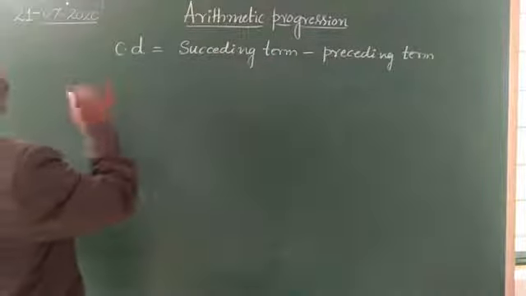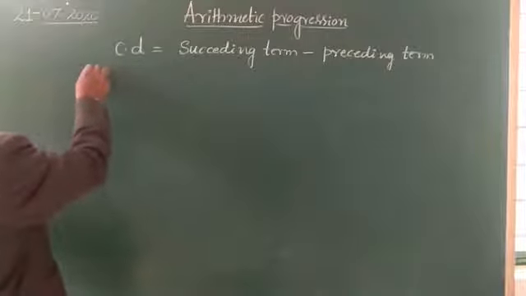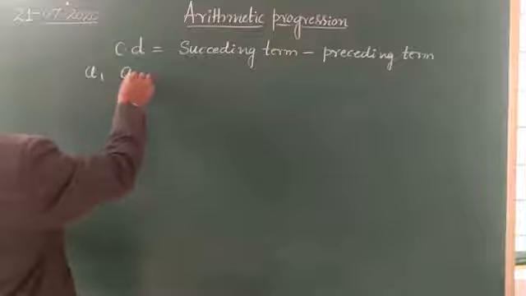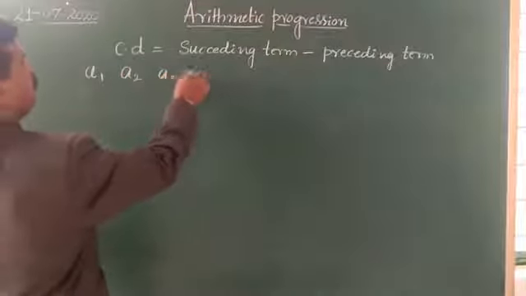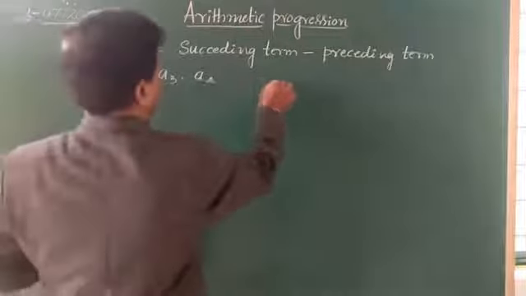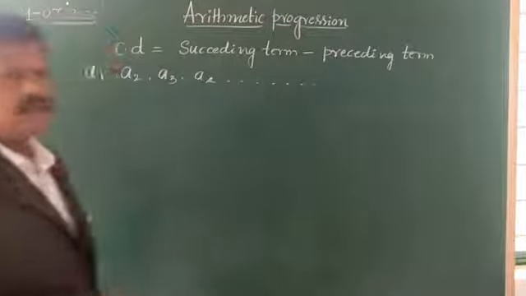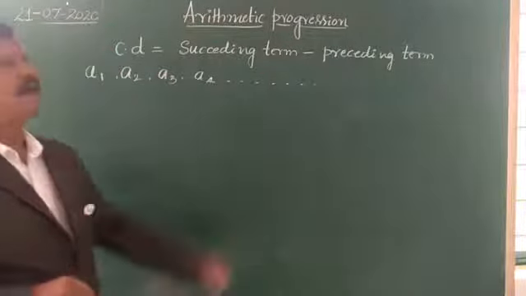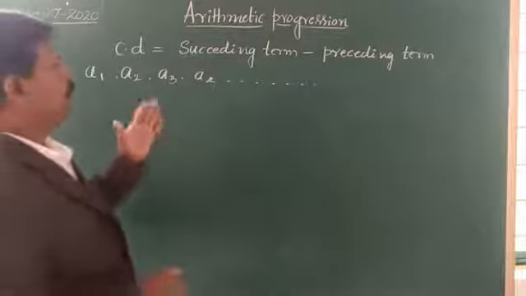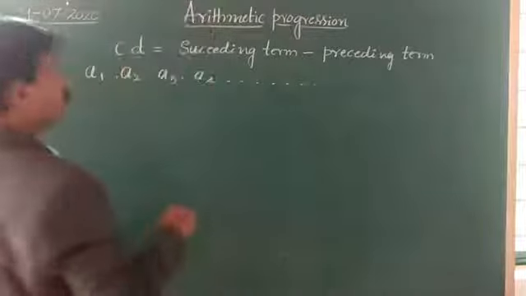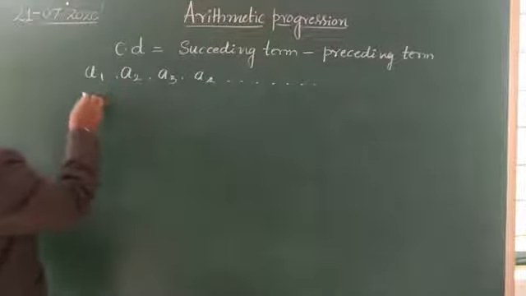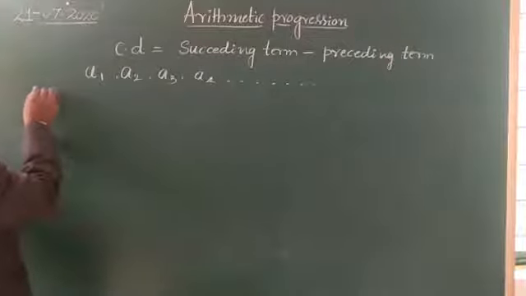Okay. Now, if the arithmetic progression's terms are represented like this: A1, A2, A3, A4, etc. This is called the terms of an arithmetic progression, right? Then to find its nth term, we are writing the general form.